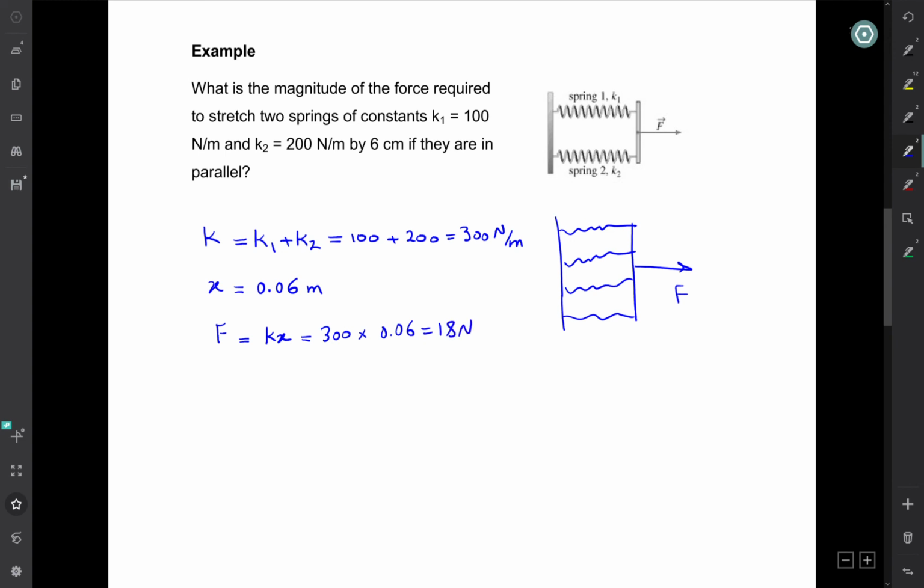So to summarize this, if the springs are in parallel, to find the total spring constant, you're going to need to add all K values to get the total K.